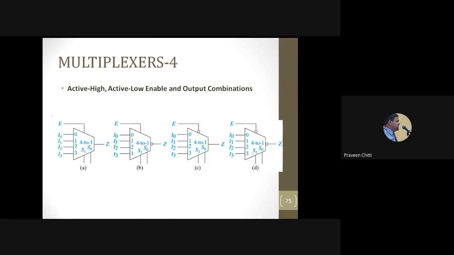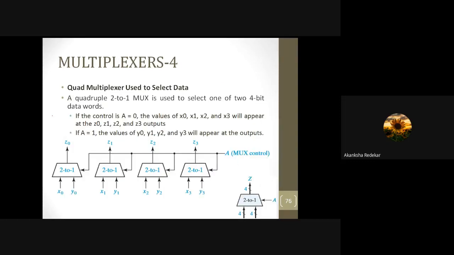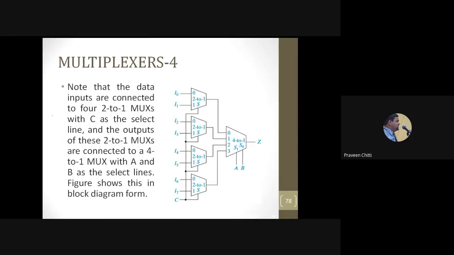I hope all these four combinations are clear. Yes, sir. Is anybody still having any doubt? Yes, Jyoti? No, sir, understood everything. Akanksha? Yes, sir, clear. Good. Right.